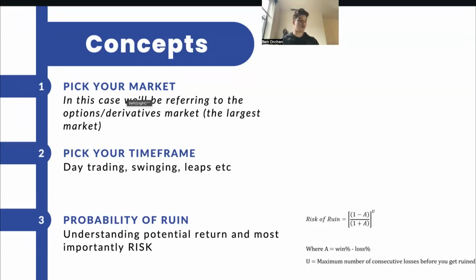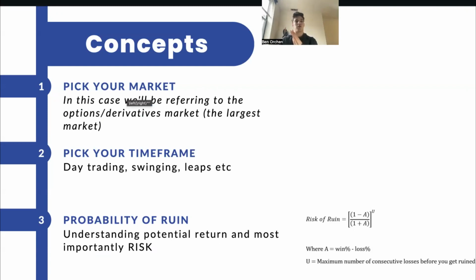A is your advantage on each trade. Okay, so what that means is it's the difference between the percentage of losing trades and the percentage of winning trades. So if you win 55% of your trades and you lose 45% of the time, you just subtract that. So 55 minus 45. So your A, or your advantage, is 10, or in this case, 0.10.